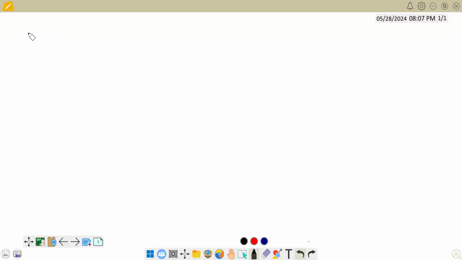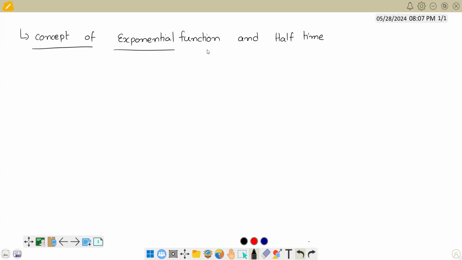Hello students, let us discuss the concept of exponential function and half time. This is a very powerful mathematics concept to solve the problems where exponential functions are involved.